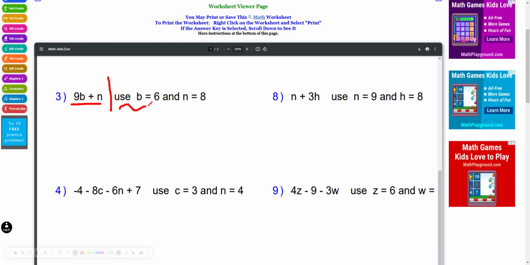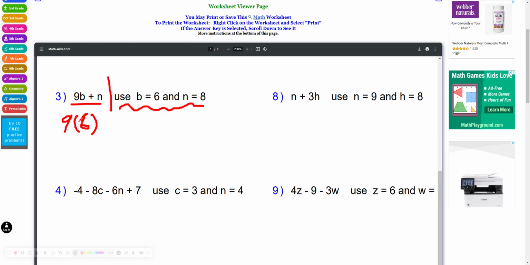But thankfully, this worksheet gives us what the variables are actually standing in for. So my very first step on this one is, well, 9 is 9. I can't do anything to that, so it drops down. b, however, is supposed to be 6. So I'm not just going to write 6, because that would look like 96. That's confusing. I'm going to put brackets, and I'll put 6 in the middle. And that shows that 6 is standing in for b. And since the bracket and 9 are touching, we know that they're going to be multiplying.